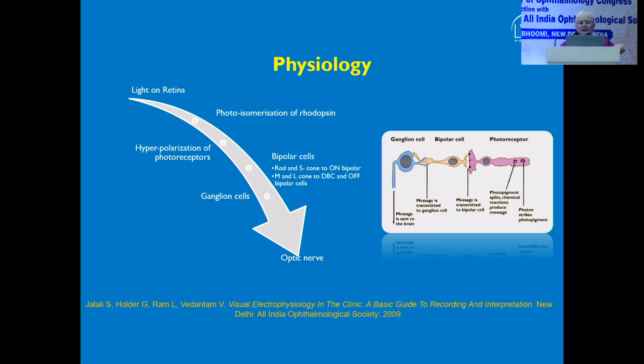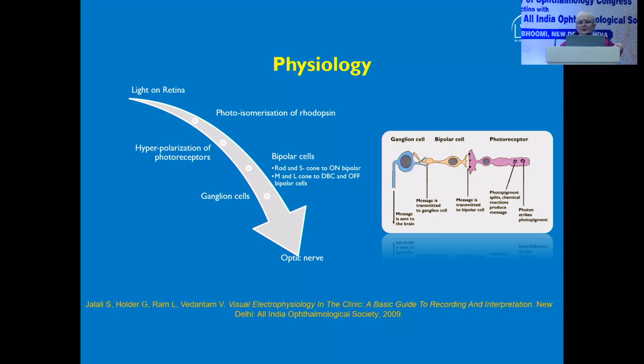So you can see here the light will fall on the retina. There will be photoisomerization of the rhodopsin and the visual cycle. And the photoreceptors themselves will get hyperpolarized, and they will pass on these signals into the bipolar cells. Now this is not a passive process. The bipolar cells magnify this signal, and that's why you see very large B waves, although the A waves are small. And then it is passed on to the ganglion cells and to the optic nerve.